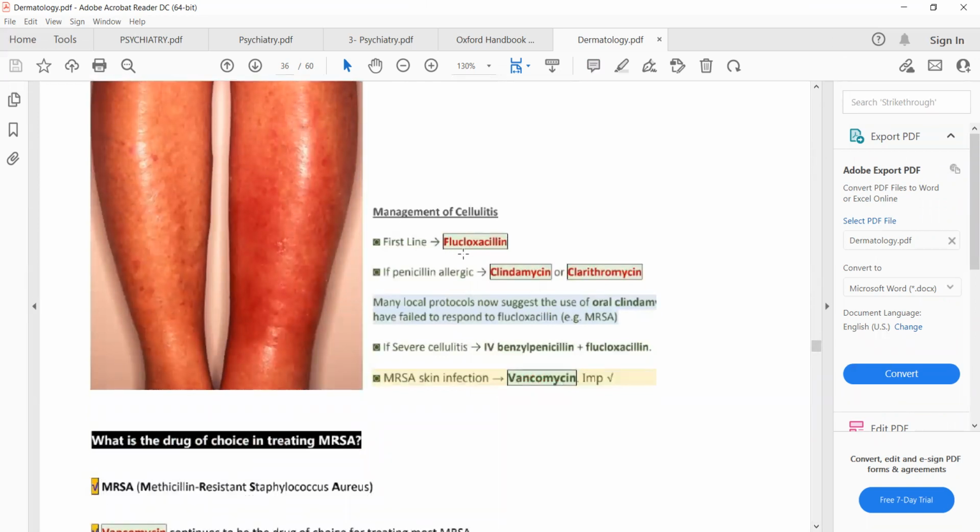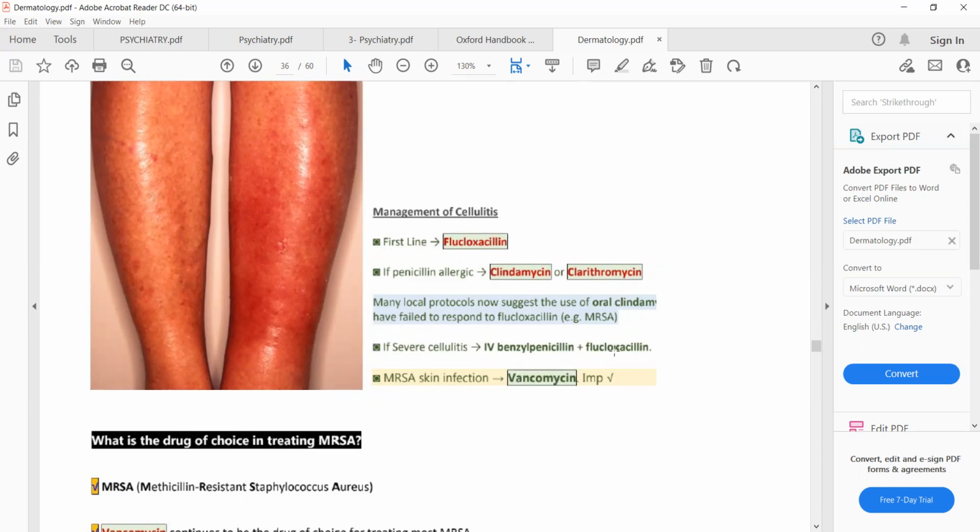So in short, in the management of cellulitis in both the children and adults, first line is flucloxacillin. If there is allergy, then clarithromycin. If the patient is pregnant, then erythromycin. And if MRSA species are suspected, then vancomycin.